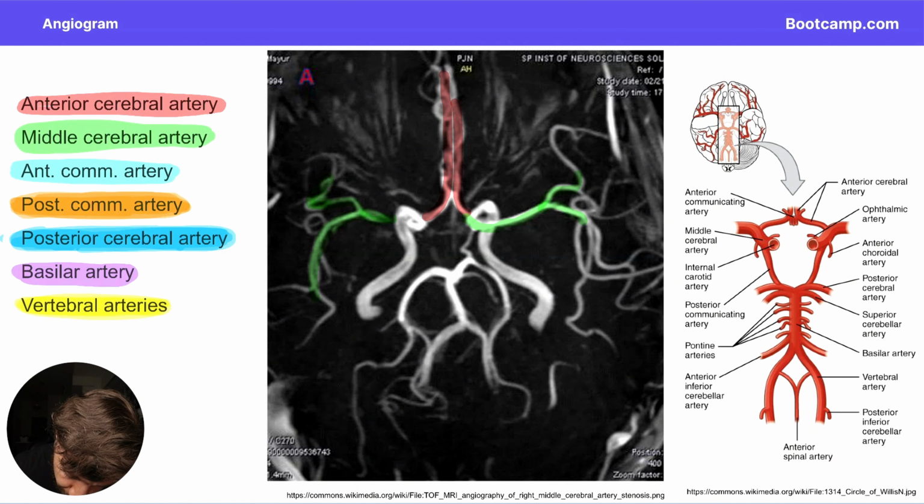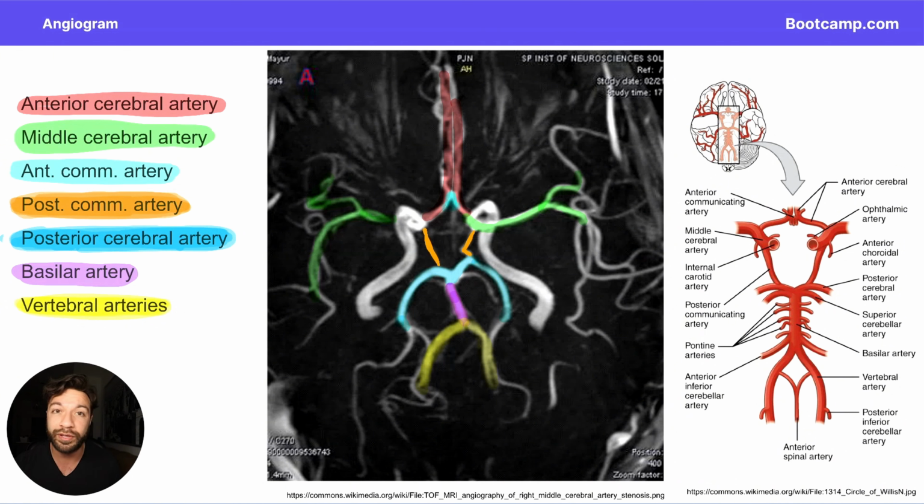And found between those two anterior cerebrals, this is where we're going to have our anterior communicating. Then we're going to have those posterior communicating between our posterior cerebrals and our anterior cerebrals right here. So then following those posterior communicating back here, coming off on either side, these are going to be those posterior cerebrals. Moving downward, we're going to have this basilar artery right here. And then forming that basilar artery on either side, we're going to have our vertebral arteries.